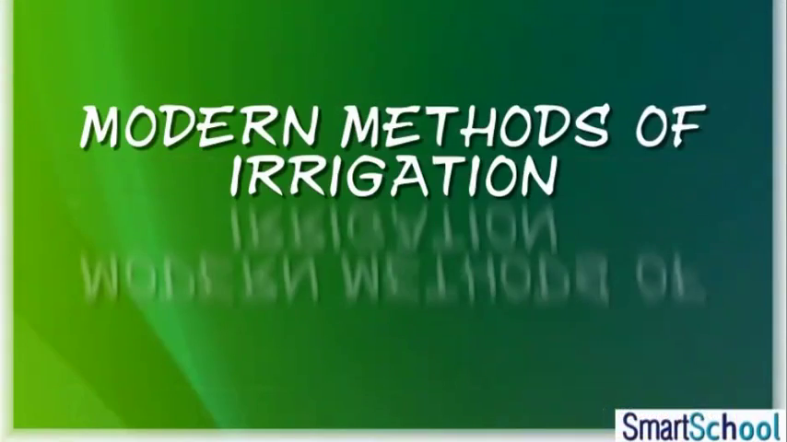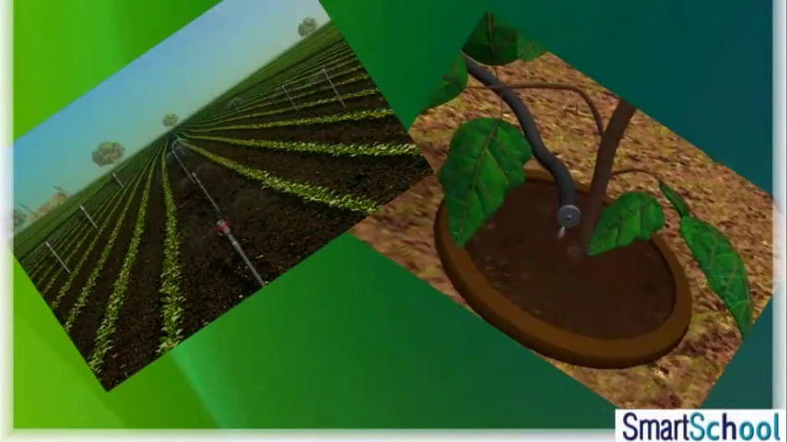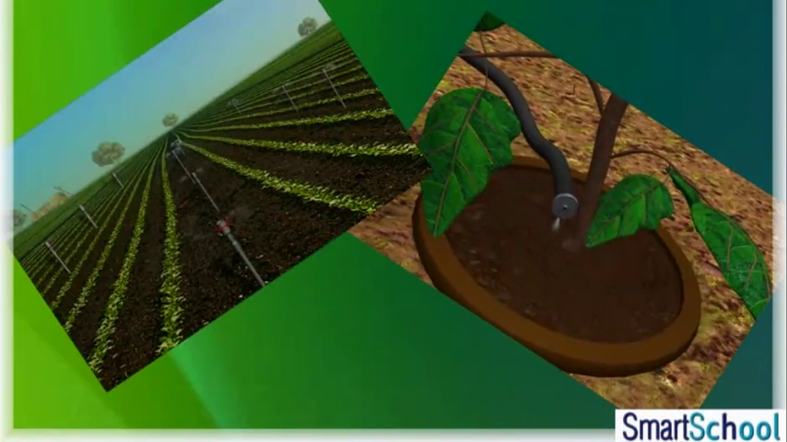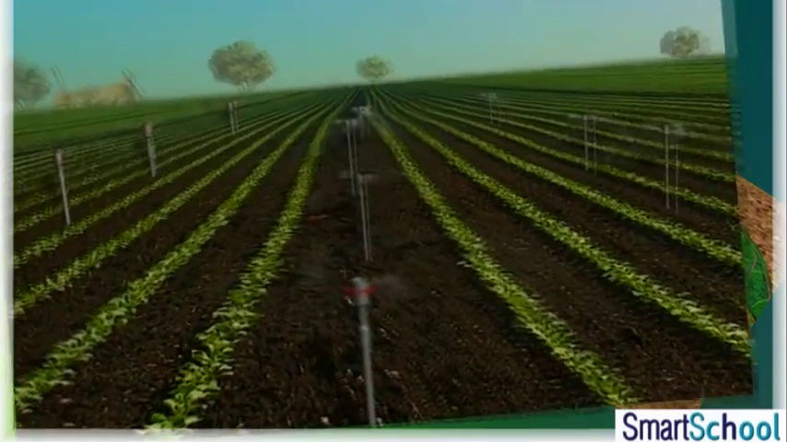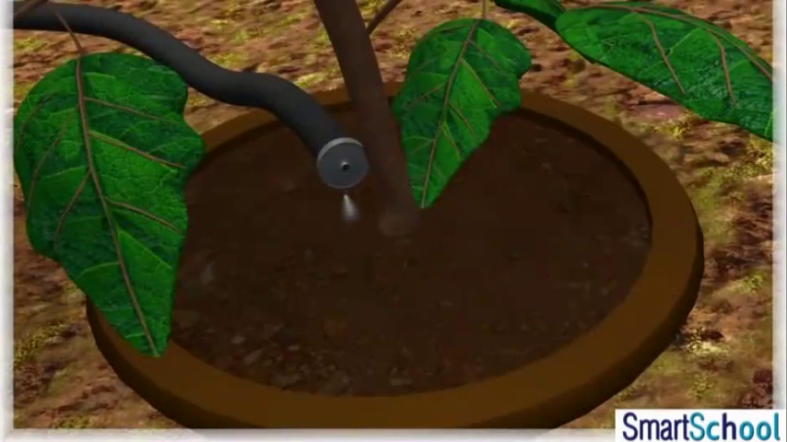Modern methods of irrigation help us to use water economically. The main methods used are sprinkler system and drip system.